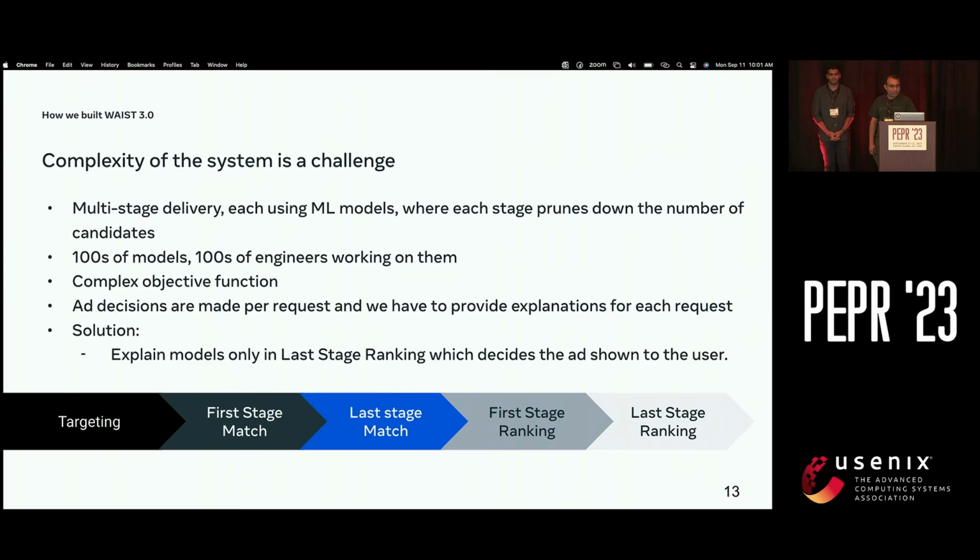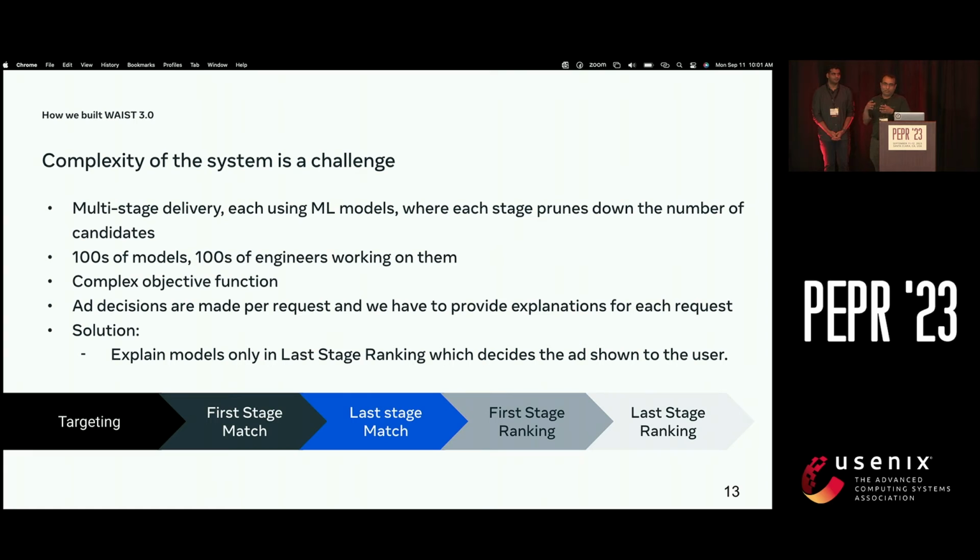So what is the big challenge? The biggest challenge we have at Meta is the complexity of the system. The ads rank system is a multi-stage delivery, which uses multiple different machine learning models, and each stage prunes down the number of ad candidates you show to a user. And there are hundreds of these models in production today, which are being continuously modified by hundreds of engineers.